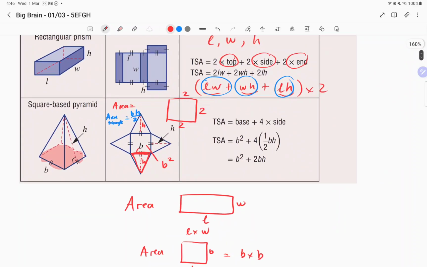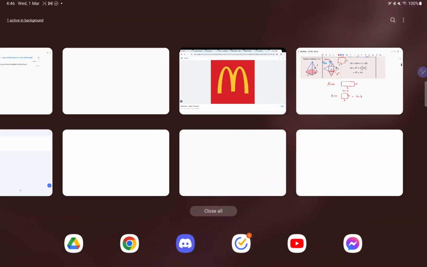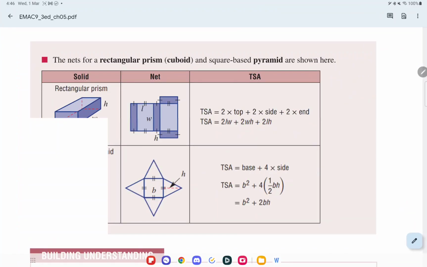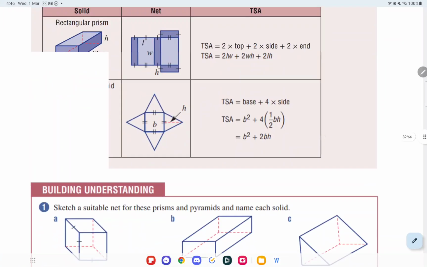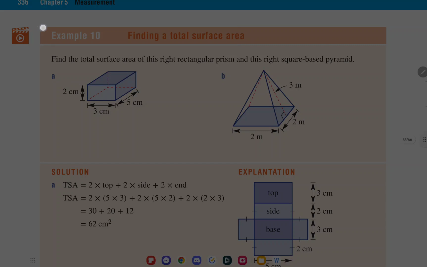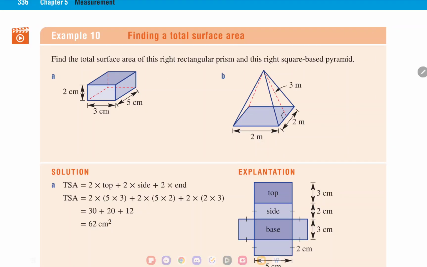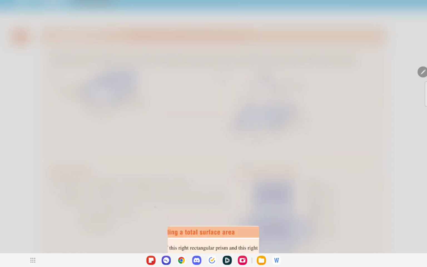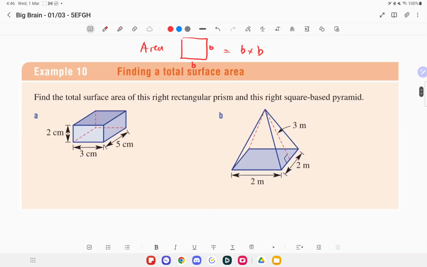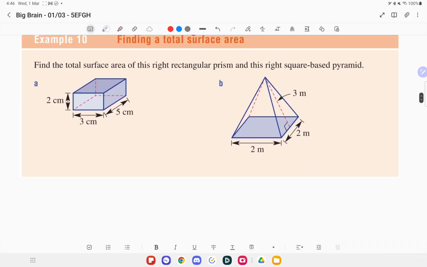Now let's try working through an example. Double checking, you did this one in class already, right? Okay, all right. I'll give you guys an example, this example 10 here. All right, finding total surface area.